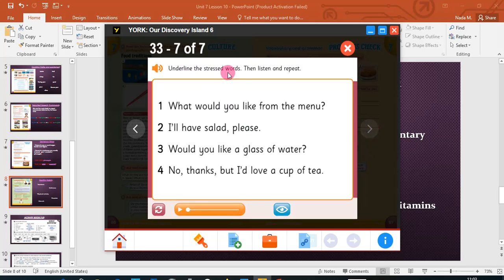Finally is the phonics and spelling question. Underline the stressed words, then listen and repeat. So we're going to listen first, then underline the words that are stressed in the track.